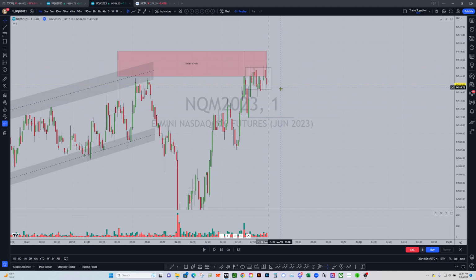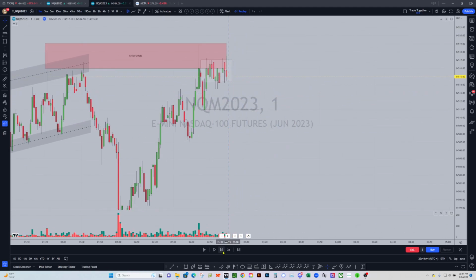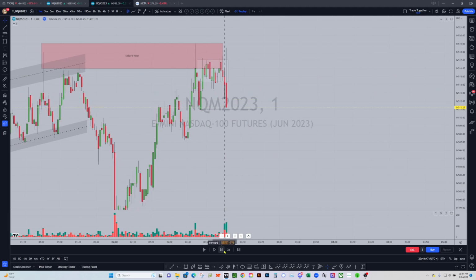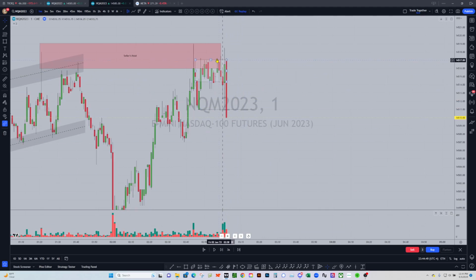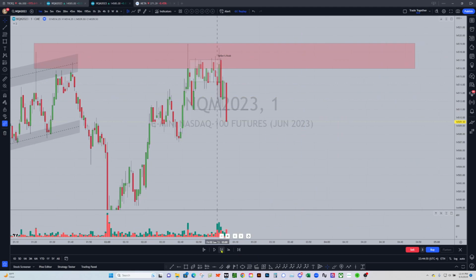Or do we see the rejection and then a continuation through the distribution part of the market structure? So I'll play it out here. So again, wicking right back in through the area. Keep moving forward. And I'm really looking for this candle here.